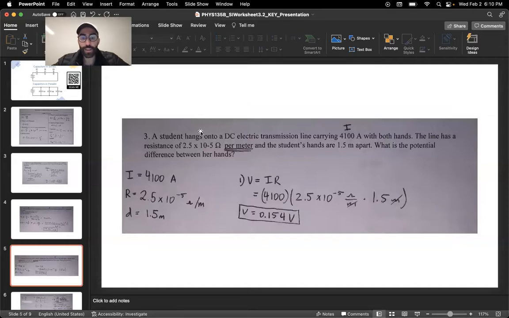So here we have a student hanging on to a DC electric transmission line with a current of 4,100 amps with both hands. The line has a resistance of 2.5 times 10 to the minus 5 ohms per meter. Here, this is something per unit length, so let's keep that in mind. And the student's hands are 1.5 meters apart. What is the potential difference between our hands?